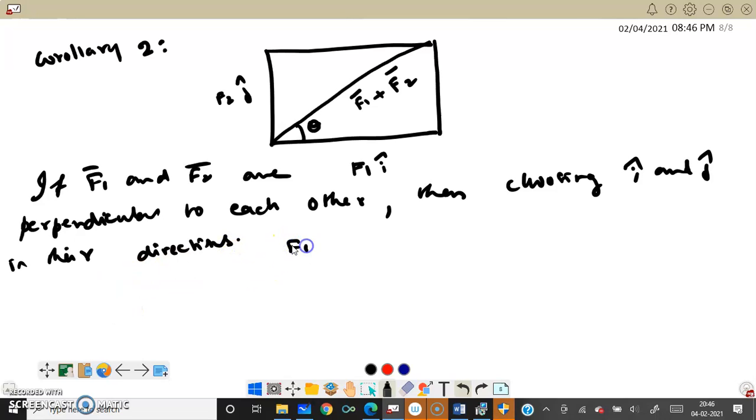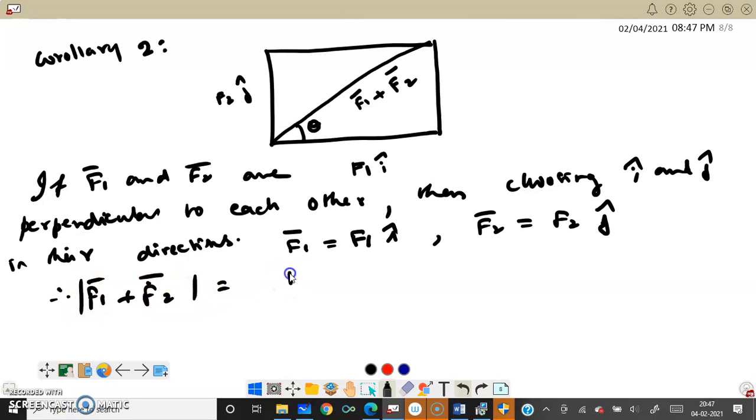So what do you know about F1? F1 is nothing but magnitude into direction. What is F2? Its magnitude into direction. Therefore, what is F1 plus F2?